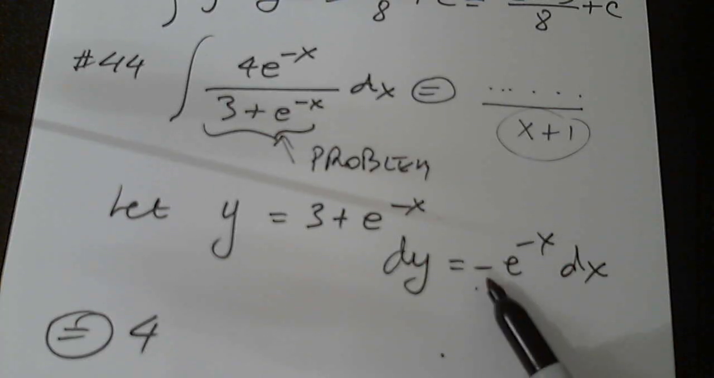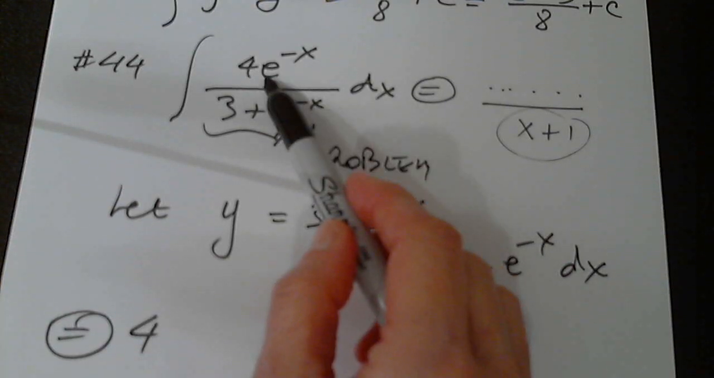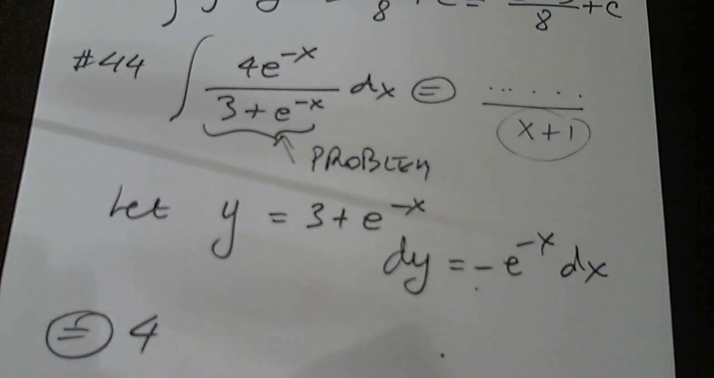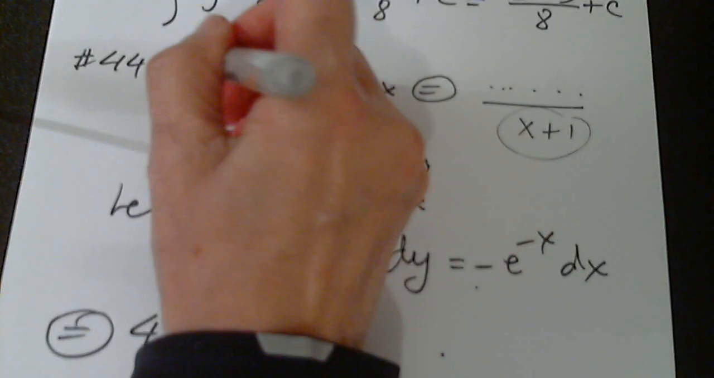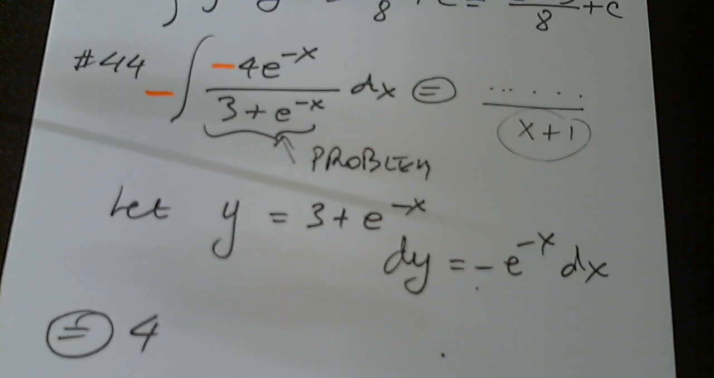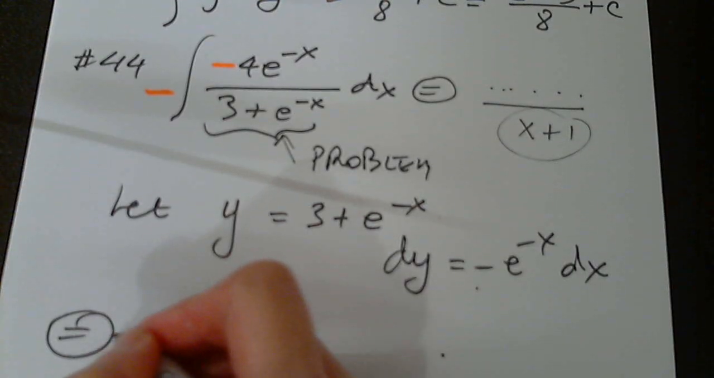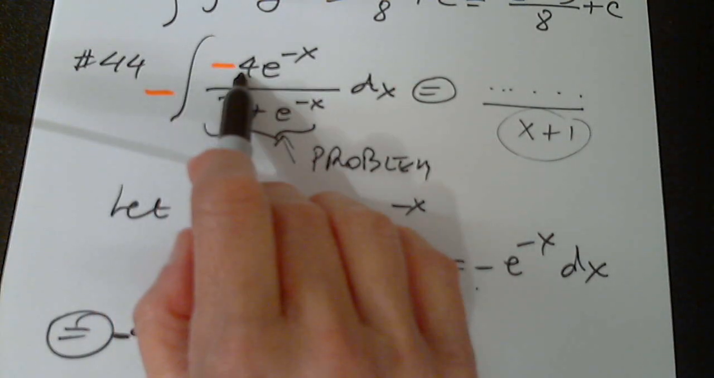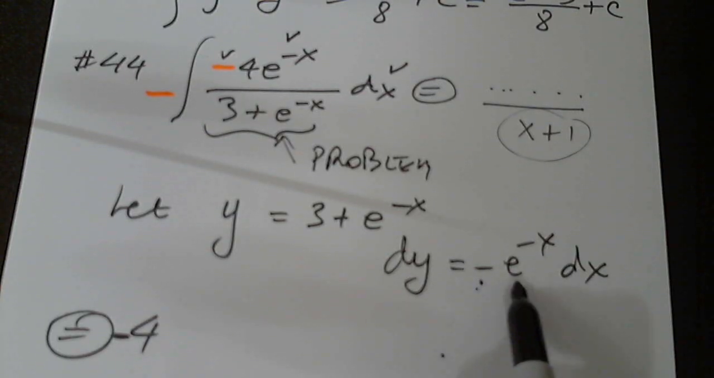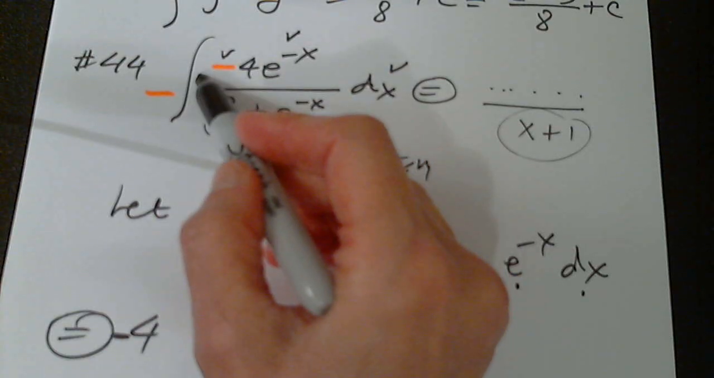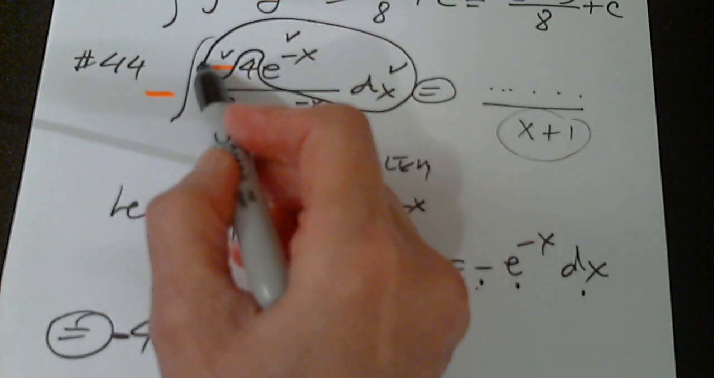So now I need negative e to negative x dx. Not a problem. What I'm going to do, I'm going to multiply by negative 1 twice. Multiply by negative 1 twice is not going to change anything. But now I have to keep this negative in front. And the negative with e to negative x and dx, negative 1, e to negative x and dx, these make up the dy.